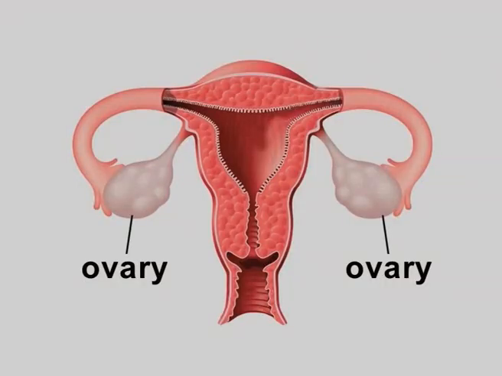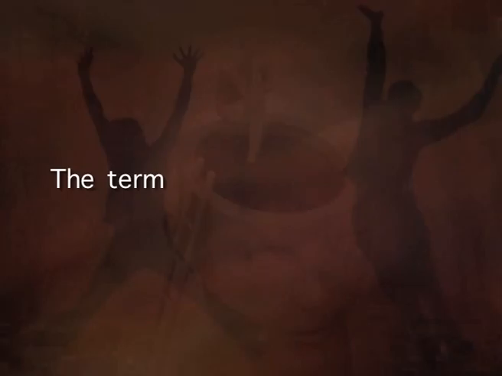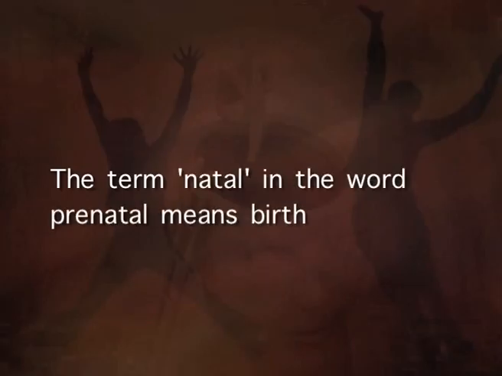Life begins in the reproductive system of the female set inside her pelvic cavity. Conception usually occurs during a woman's ovulation period or within a few days of it. During this time, the female ovaries release an ovum that, if fertilized by a sperm, will develop into a new human. The term natal in the word prenatal means birth. So prenatal implies before birth, that is, right from the point of fertilization to childbirth.